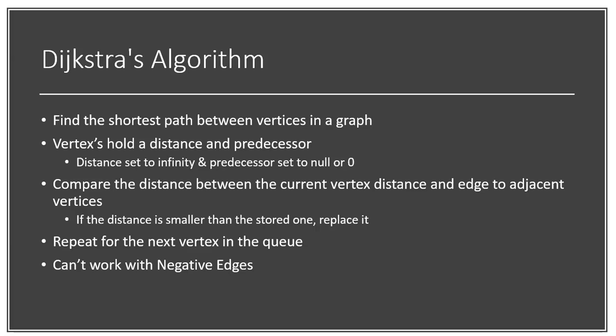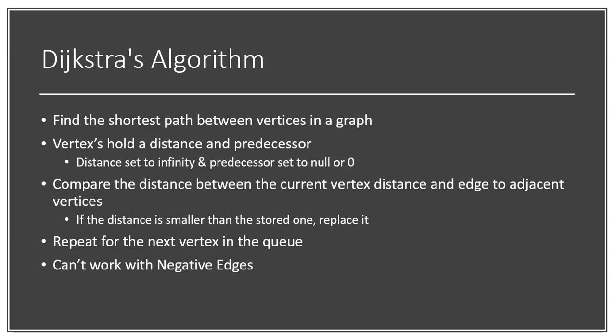While the unvisited queue is not empty, we're going to start popping off from the top. So from the starting vertex, we're going to start comparing the current vertex's distance and edge to another adjacent vertex. If the total amount of distance is smaller than the adjacent vertex's distance, we replace it. We check all adjacent vertices, and once we are done, we repeat for the next vertex from the queue.